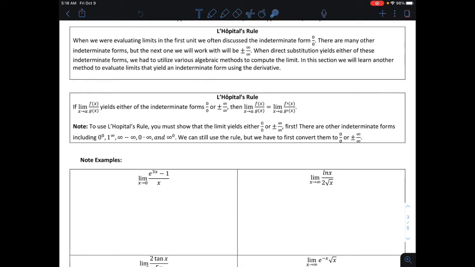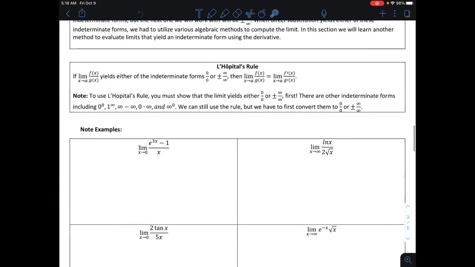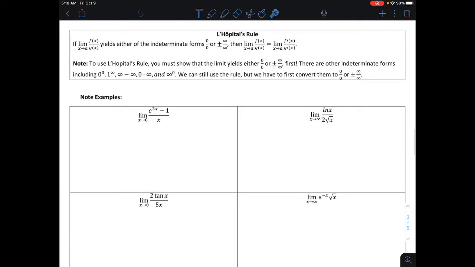Now, not every problem we encountered could be solved by using those algebraic methods. And today we're going to look at another method to help us solve these limits, and that's going to be L'Hopital's rule. If a limit yields either of the indeterminate forms 0/0 or infinity over infinity, then L'Hopital's rule says that the limit that we have is going to equal the limit as x approaches the same number of the derivative of the top over the derivative of the bottom.